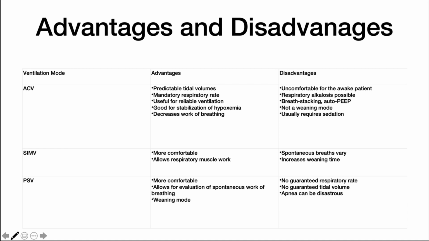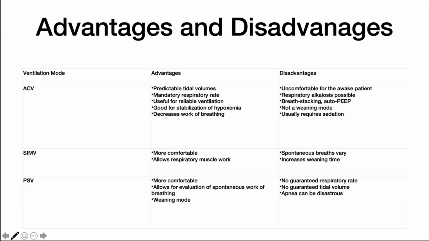So the patient is generating their own breaths and we're just providing some pressure support to augment that breath. The disadvantages of ACV: well, it can be uncomfortable for an awake patient, so your patients need to be really well sedated and really well paralysed. And this is the mode we're probably most likely going to be using for patients that are RSI'd in the pre-hospital environment. It's possible to get a respiratory alkalosis by overventilating your patient. Breath stacking and auto-PEEP are also of concern, particularly if we're not allowing enough time for expiration to occur.